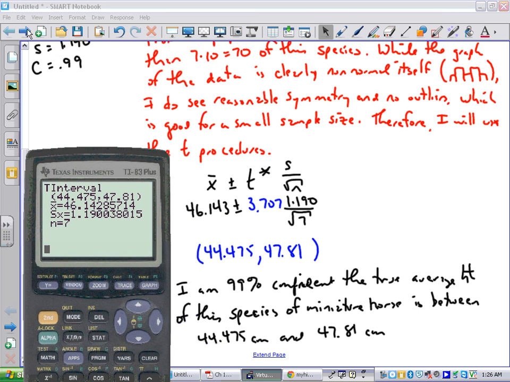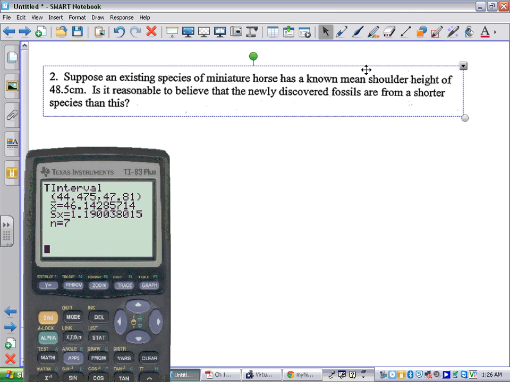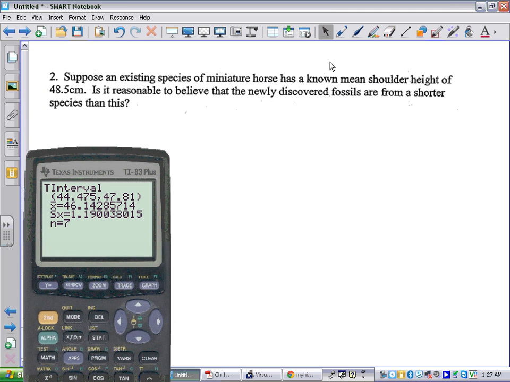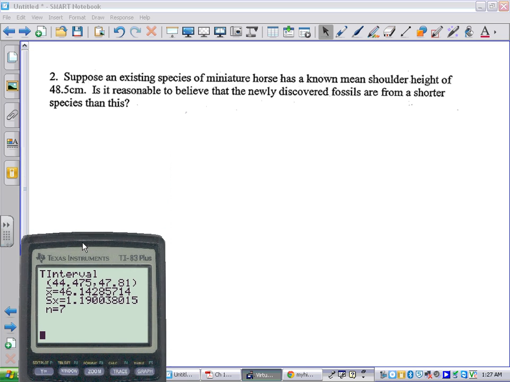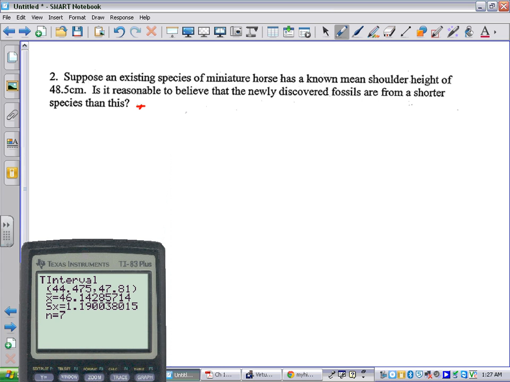So now continuing to part number 2, it says, suppose that an existing species of miniature horse is known to have a mean shoulder height of 48.5 centimeters. Is it reasonable to believe that the newly discovered fossils are from a shorter species than this? Now the first thing to note is I will use the same conditions as above. The conditions for the confidence interval and the hypothesis test are no different. And so now I'll set up the problem.